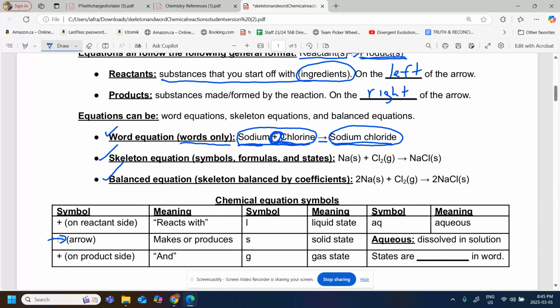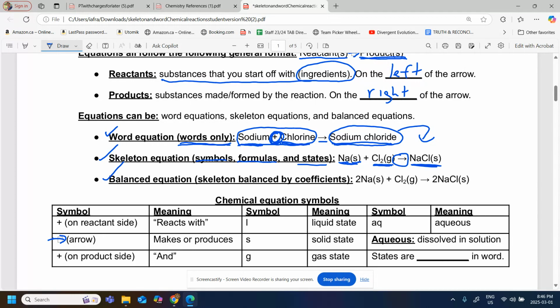Then you can also have what's called a skeleton equation. So a skeleton equation, instead of showing words, will show symbols, formulas, and states. So the word equation from here is translated into a skeleton equation. We have Na(s), s means solid, so solid sodium, and Cl2, chlorine gas, react to produce NaCl, which is sodium chloride, in the solid state.